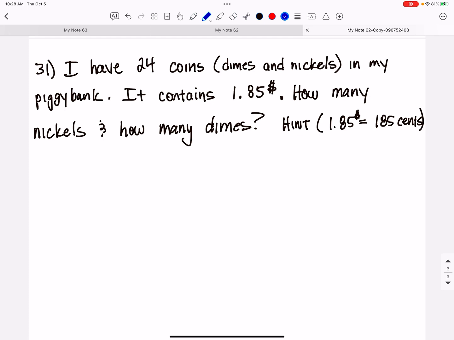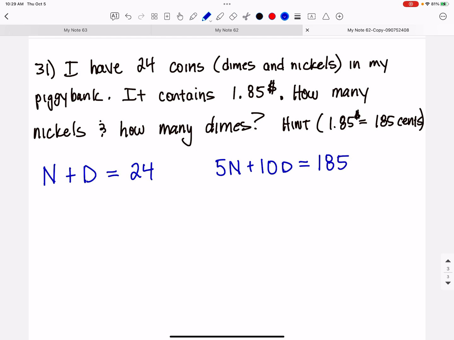I have 24 coins, dimes and nickels, in my piggy bank. It contains $1.85. How many nickels and how many dimes do I have? If I add up my nickels and my dimes, if you just count them as coins, that's how I get 24 coins. But if we're talking about how much money I have, then I've got 5 cents for every nickel, 10 cents for every dime, and I've got 185 cents.